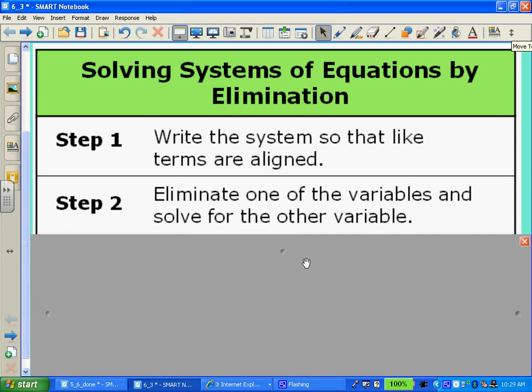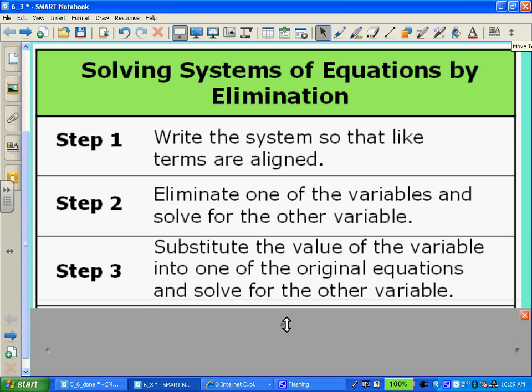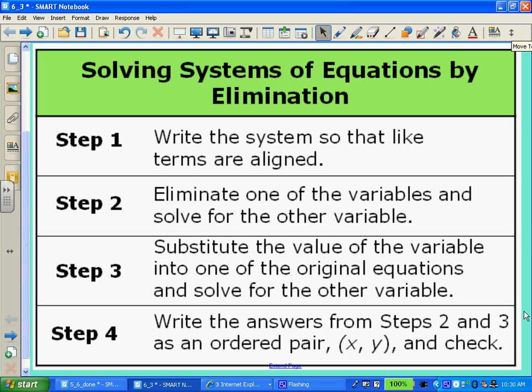And then once we've eliminated one of the variables, we can solve for the other one. And then once we know one of them, we can plug that into one of our equations to get the second variable, and then we will have an ordered pair x and y as our solution.